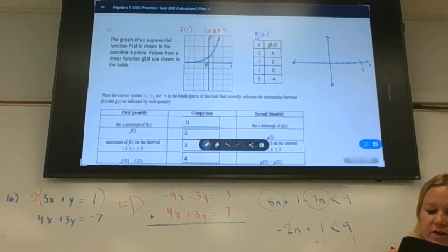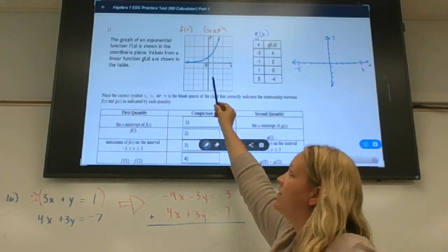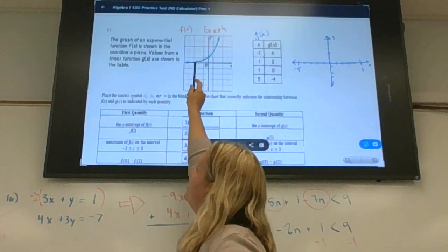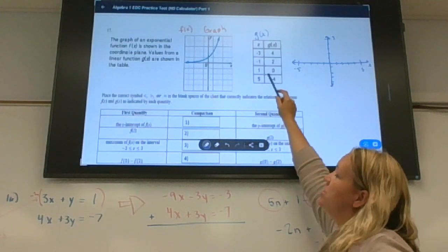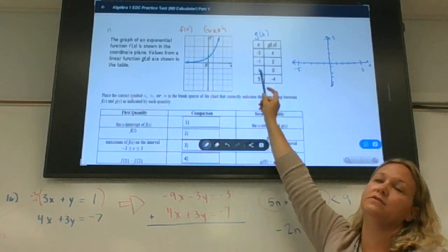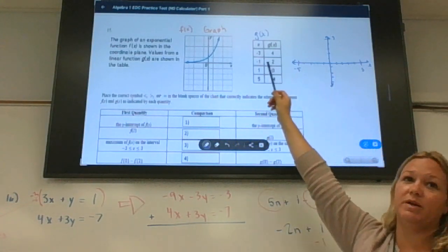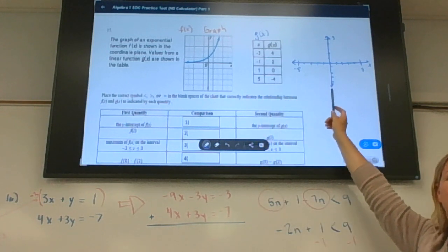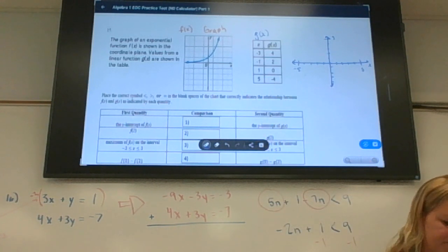They aren't providing the graph. You have to pay attention to the names. This one's called f. The graph of f is shown, whereas the linear function g is in a table, comparing a graph to a table. So I like to compare a graph and another graph, so I'm going to make the graph of this table.